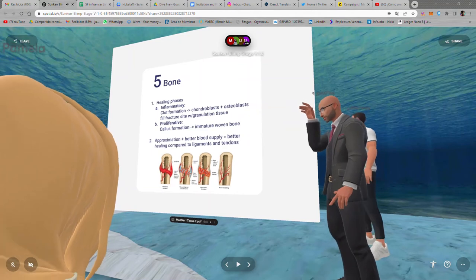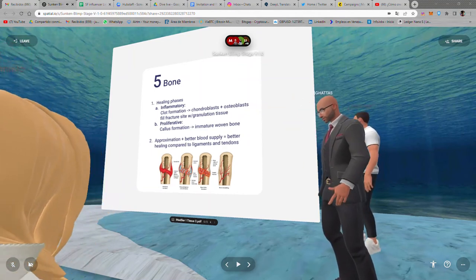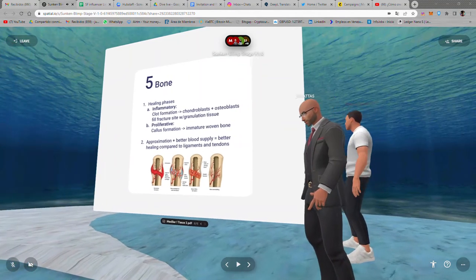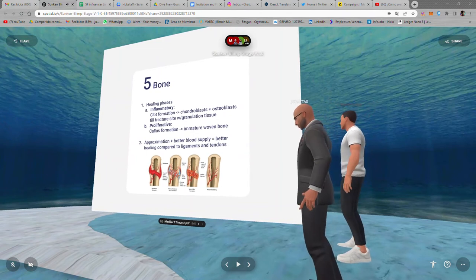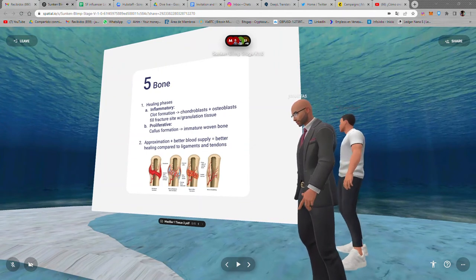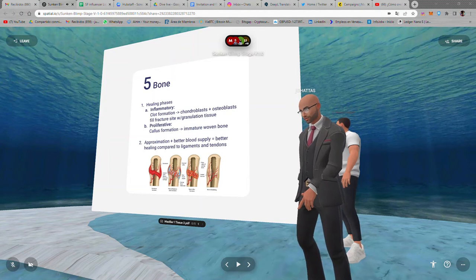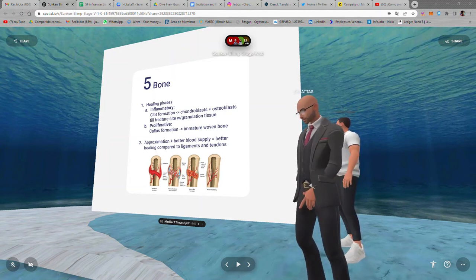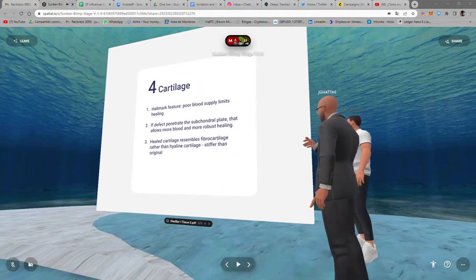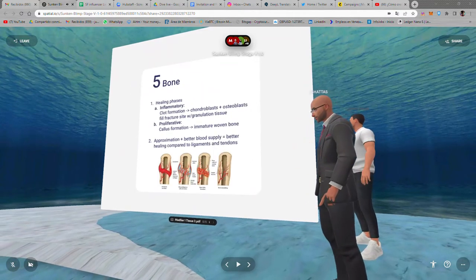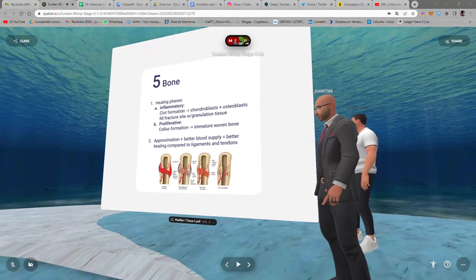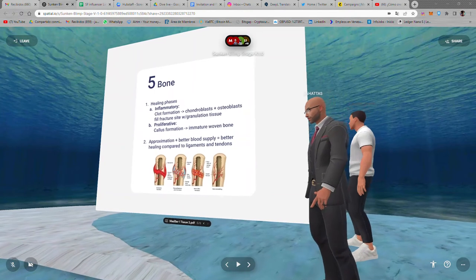And what's important is that if the bony fragments from a fracture are well approximated, the healing is more reliable than, say, tendon and cartilage because of the generous blood supply that's inherent in bone tissue as compared to the others. So really, the blood supply of the tissue is really going to dictate how well the healing process can occur.